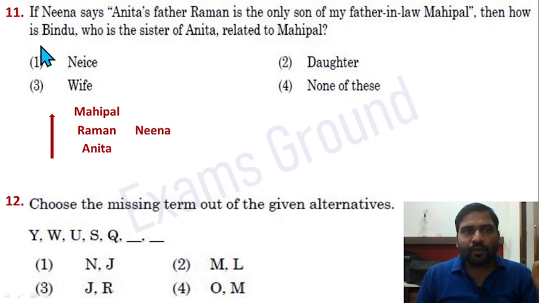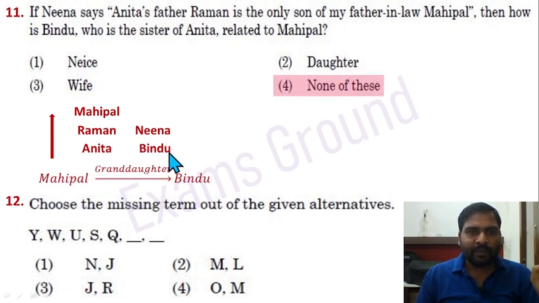Then how is Bindu, who is sister of Anita? Anita's sister is Bindu. So Bindu in this particular last row related to Mahipal. So relationship between Mahipal and Bindu, it is going to be granddaughter. And there is no such option for granddaughter. That's why none of these, option 4, is correct.